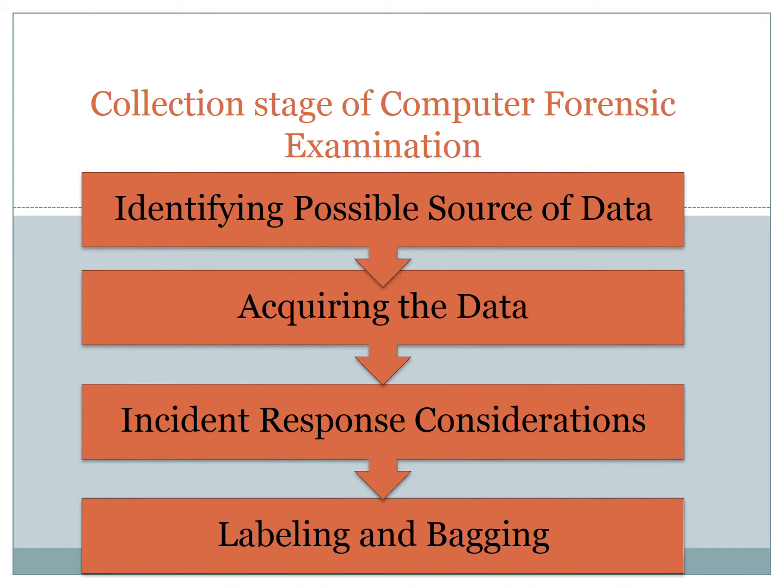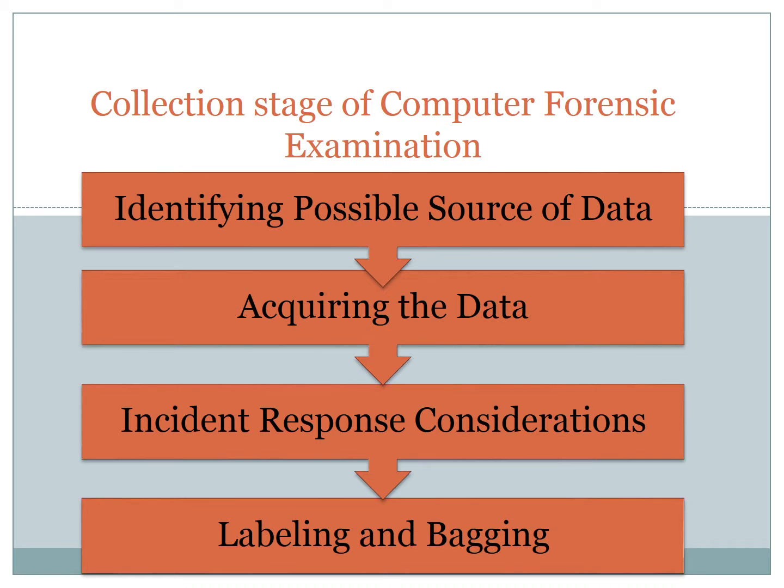Collection stage is one of the main stages in the computer forensic process of examination. Under this stage, there are 4 steps to collect the data and information from the sources. The first one is identifying the potential sources of data. Then the second one is acquiring the data. The third one is incident response consideration. And coming to the last point, that is labeling and bagging.